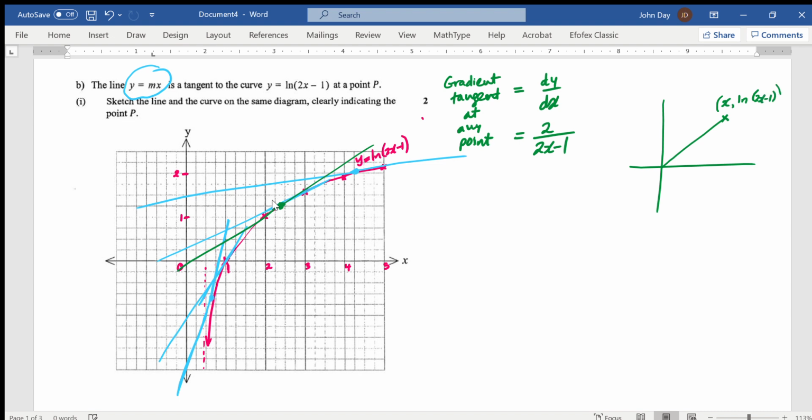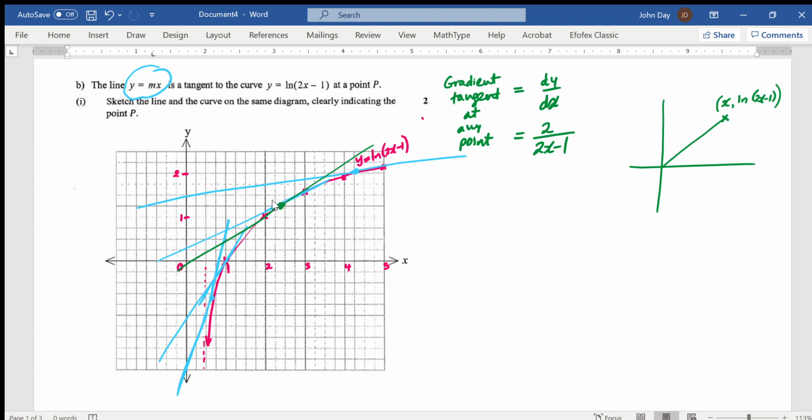Now this is getting a bit tricky. Why would that be the case? Because this particular line touches the natural log curve. It's a tangent to the curve. So at the point in question, it'll have a y value the same as the y value of the curve, which is natural log of 2x minus 1. So what does that mean for us?